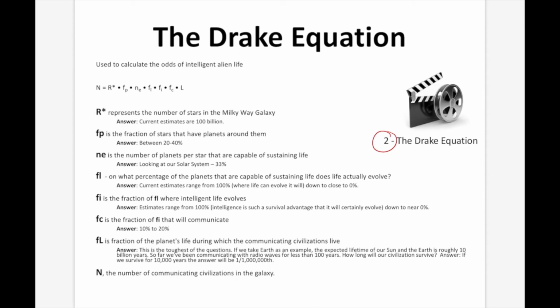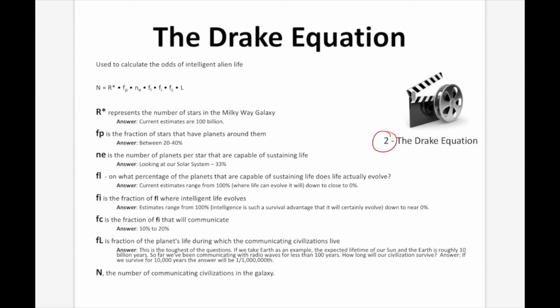FL: on what percentage of planets that are capable of sustaining life does life actually occur? Current estimates range from 100%, like ours, down to almost 0%, because maybe we're the only one that has ever evolved life. We're not sure. FI is the fraction of FL where intelligent life evolves, and again that can range from 100% down to close to 0. FC is the fraction of FI that will communicate, and we can estimate that to be about 10 to 20%.